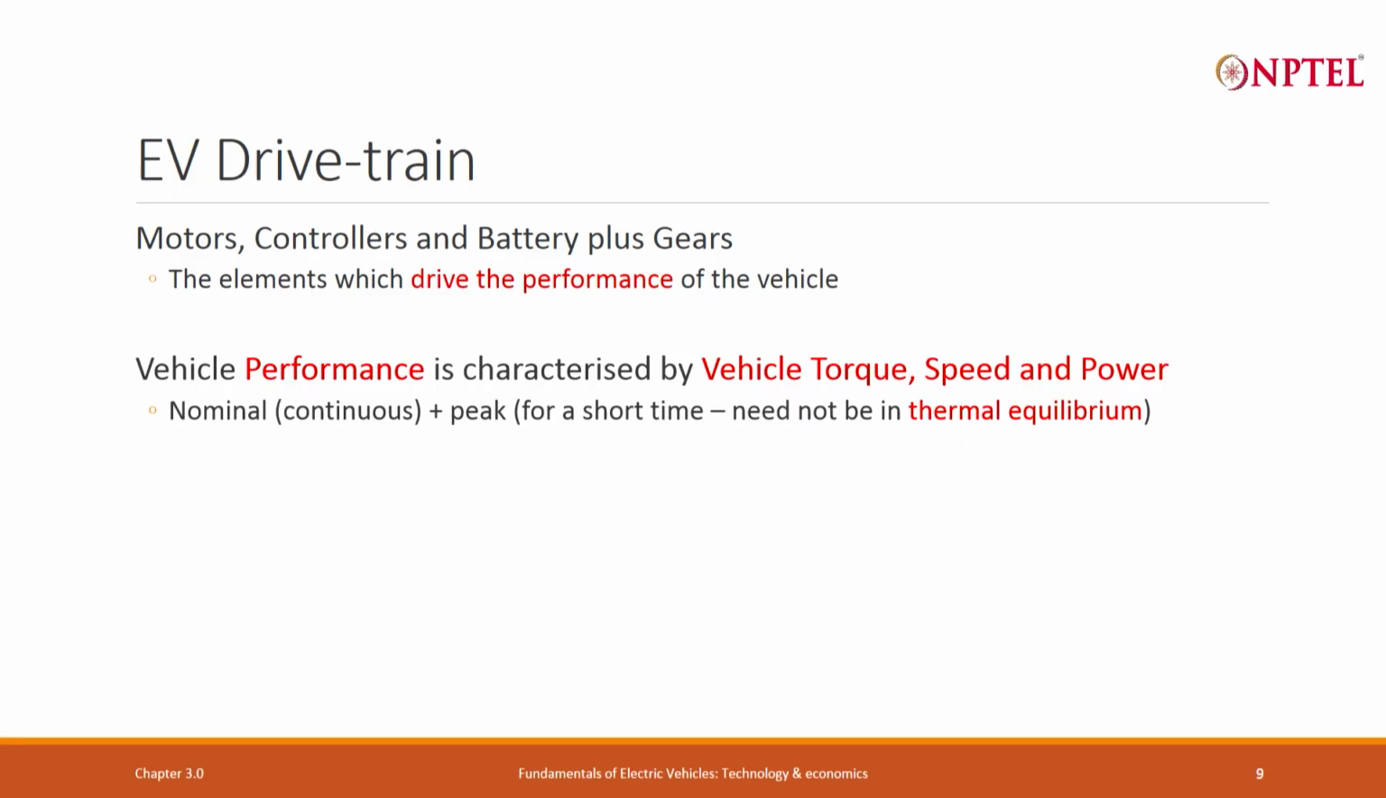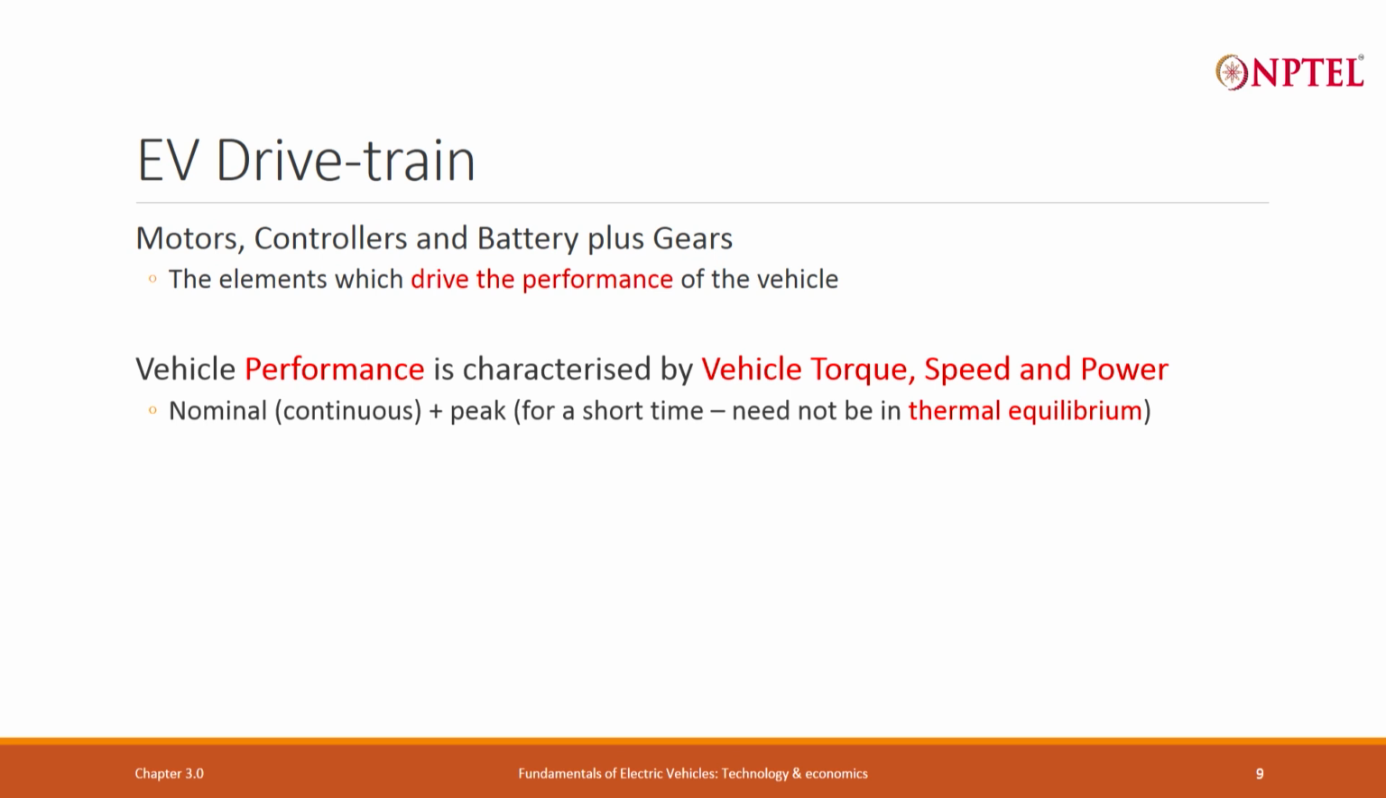How do you characterize the vehicle performance? Vehicle performance is characterized by vehicle torque, vehicle speed and vehicle power, these three. Are you getting sufficient torque at the speed that you want and the power that you require? These are the three most important parameters, and for all of them there is a term used, continuous and peak. So, you talk about continuous torque and peak torque, continuous power and peak power, particularly for power.